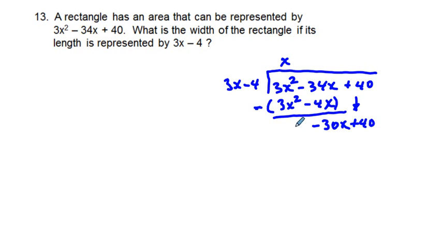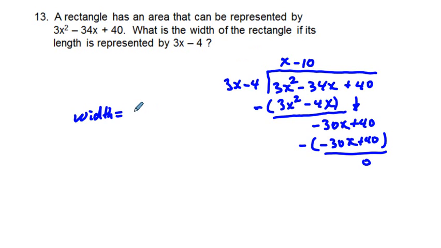Then we have negative 30x divided by 3x, which is minus 10. Negative 10 times 3x is negative 30x, and negative 10 times negative 4 is plus 40. We subtract this out and get a remainder of 0. That being the case, we know our width is equal to the quantity x minus 10.